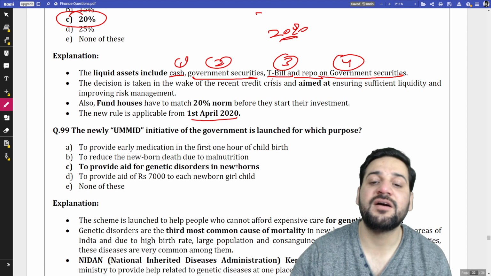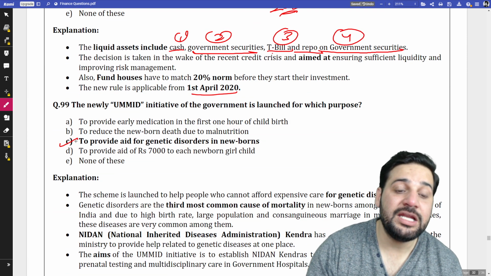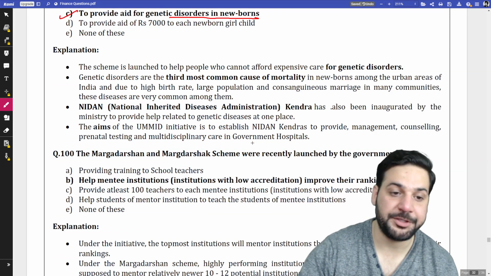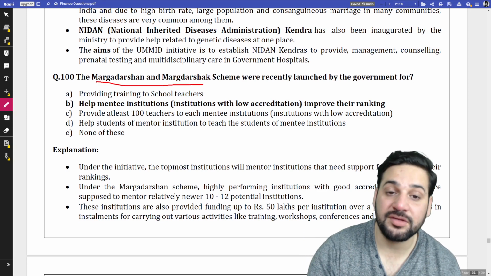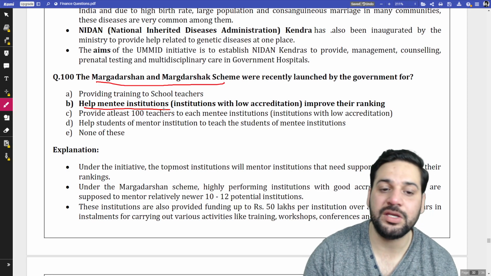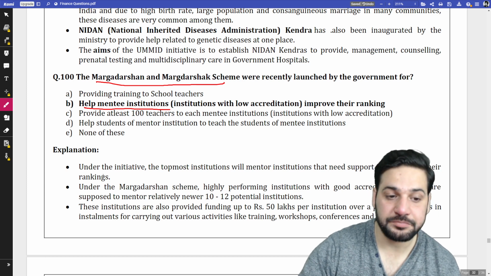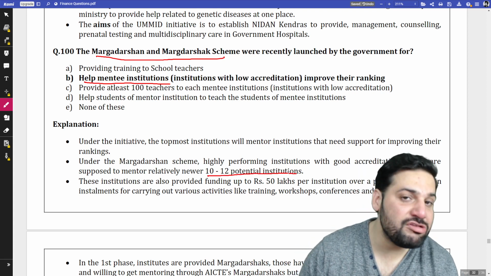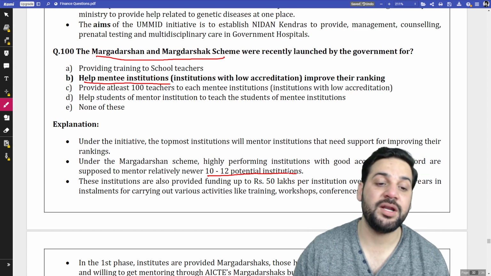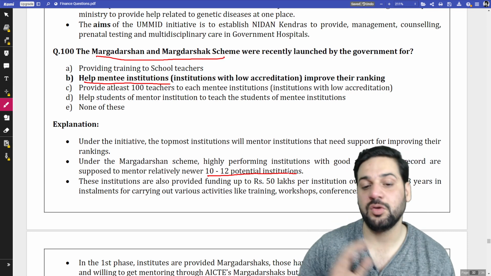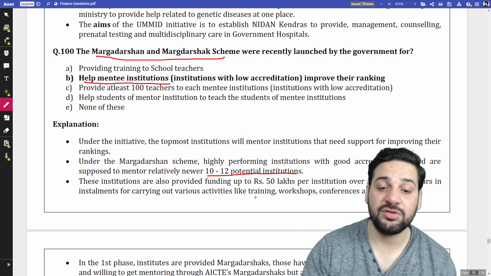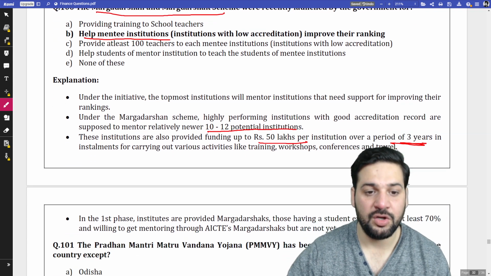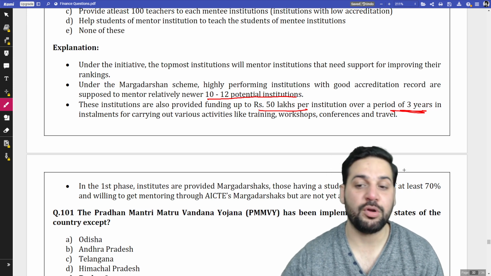The Umeed scheme of the government is launched to provide aid for genetic disorders in newborns. Really important. The Margdarshan scheme, or Margdarshak scheme, was launched to help the mentee institutes. Under this scheme, 10 to 12 potential institutes were selected, and prestigious institutes would provide mentorship to them. The government of India will also provide 50 lakh per institution over a period of 3 years as a grant for various activities like trainings, workshops, conferences, travel and so on.